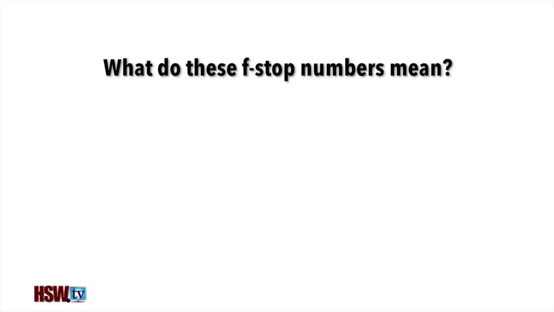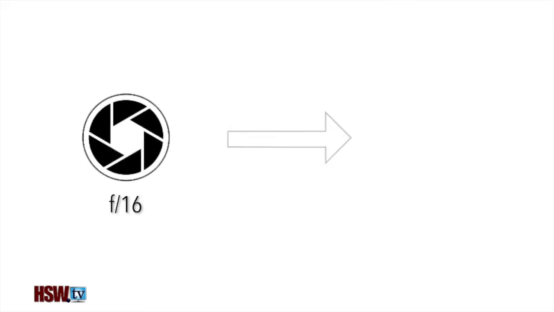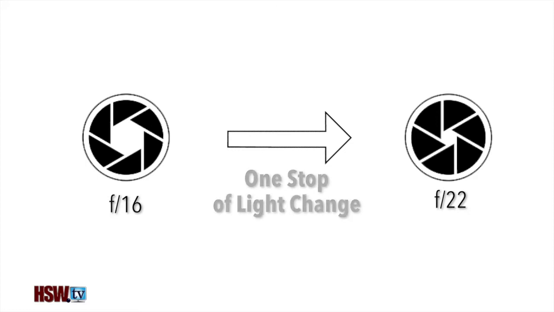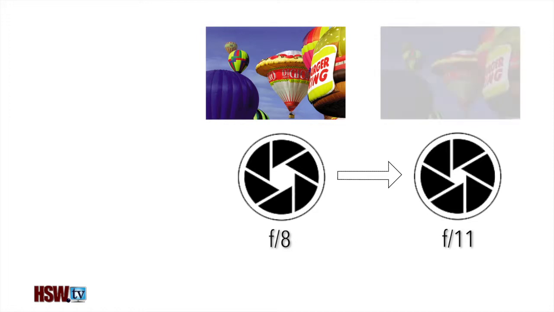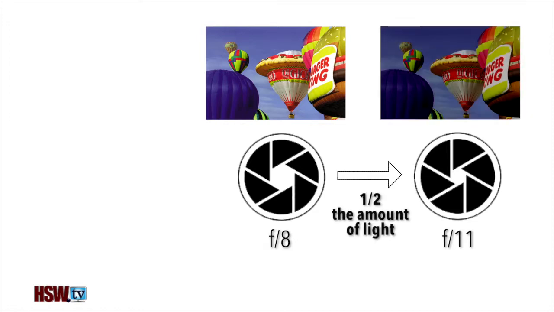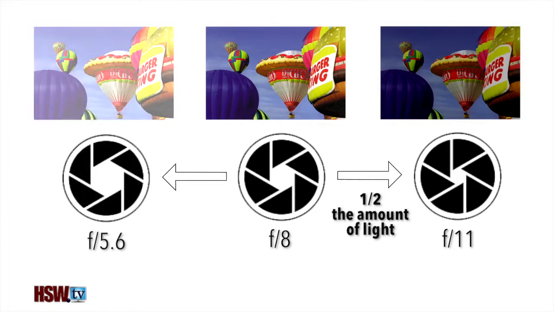So what do these f-stop numbers mean? Well, changing the f-stop, for example, from f16 to f22 is one stop of light change. Now, each change of one stop is either half or twice the amount of light from the previous f-stop. For example, if you're at f8 and go to f11, you just cut the amount of light going through the aperture by half. And if you go from f8 to 5.6, you just doubled the amount of light going through the aperture.